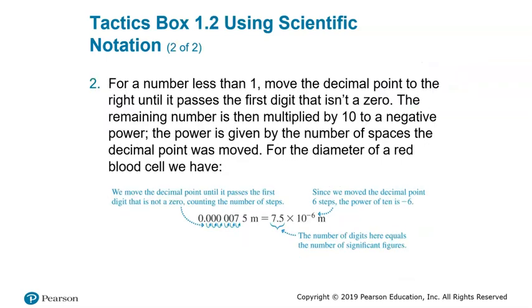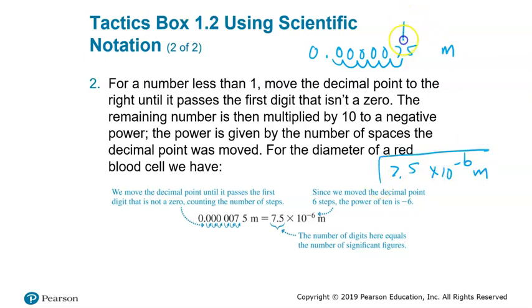Now, alternately, this is another really annoying number to write. And so here we've got 1, 2, 3, 4, 5, 7, 5 meters. And so here what we do is we write it, and again what I do is I count 1, 2, 3, 4, 5, 6. So 6 steps, but the other way. And so it's 7.5 times 10 to the negative 6 meters.